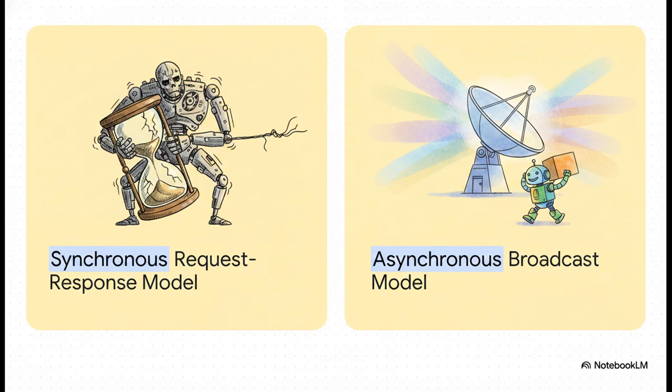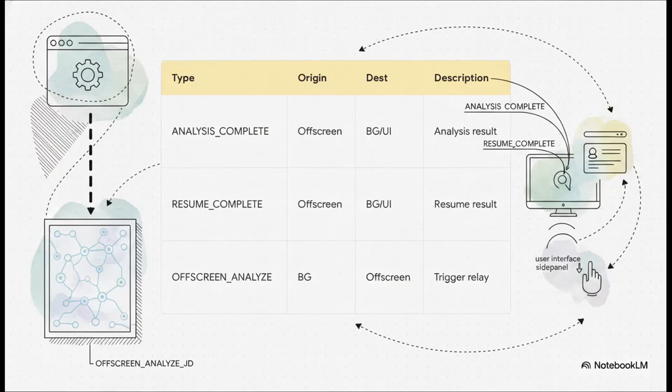The UI triggers the task, the off-screen document does all the heavy lifting in its workshop, and when it's finally done, it just broadcasts the result out to the entire extension for whoever is listening. You can actually see this explicitly right in the source code's new message constants.